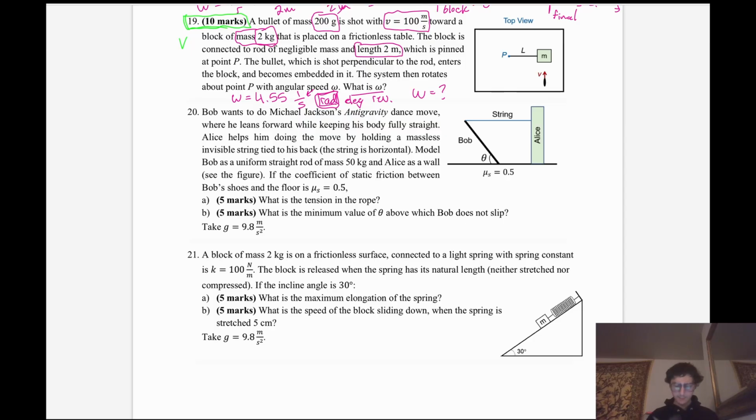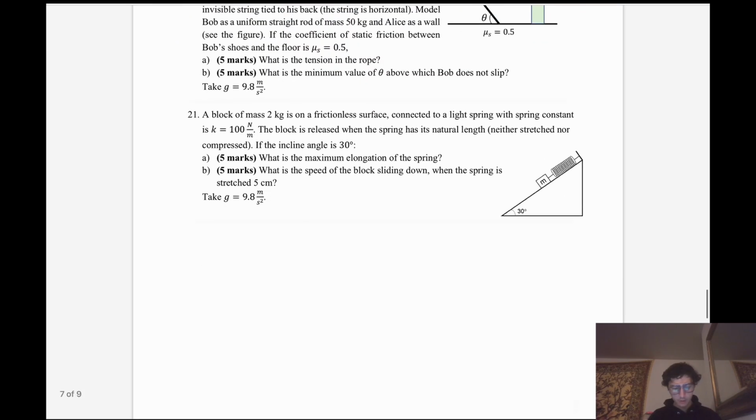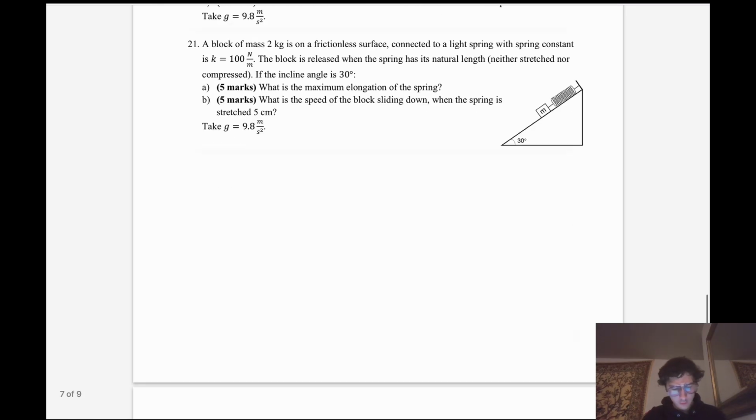You know what? I feel like this problem, I'm just going to spend so much time drawing little things, so I'm just going to read 21 as well. We're going to do both problems together, I guess.